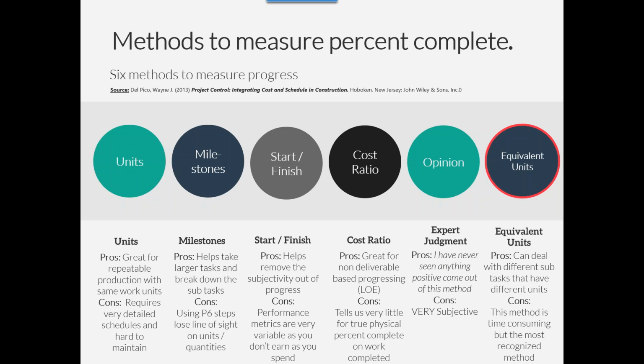And then what I think the Plan Academy article states as equivalent units, and what we are often pushing for on our projects, is using this model of equivalent units, or the weighted milestones, where each milestone can have a different unit and what I often like to call a rules of credit base. And can deal with different subtasks that have different units.